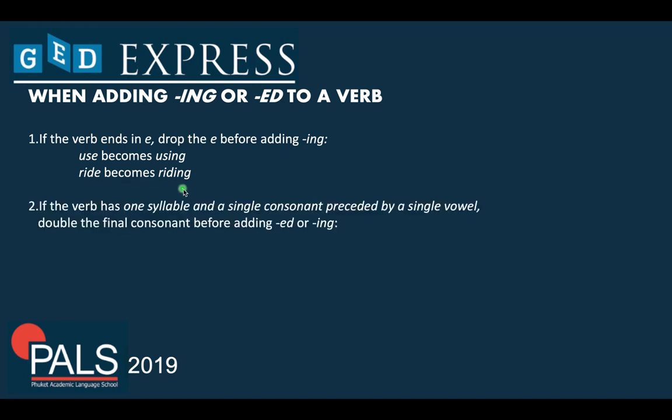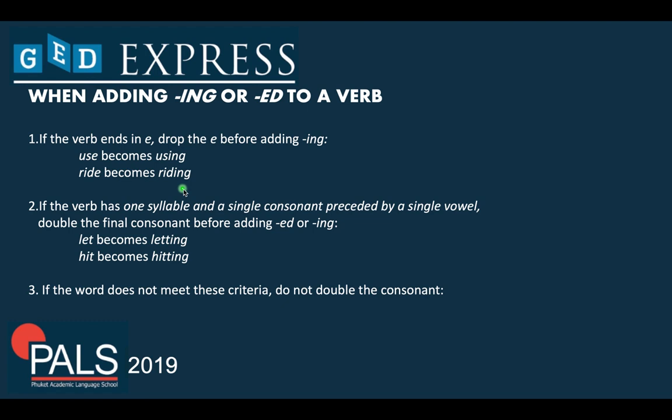If the verb has one syllable and a single consonant preceded by a single vowel, double the final consonant before adding -ed or -ing, such as when let becomes letting and hit becomes hitting. If the word does not meet this criteria, do not double the consonant. Listen becomes listened. Sleep becomes sleeping.